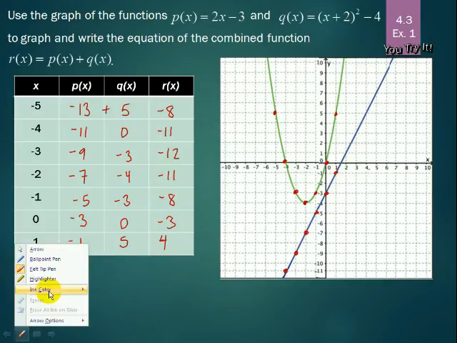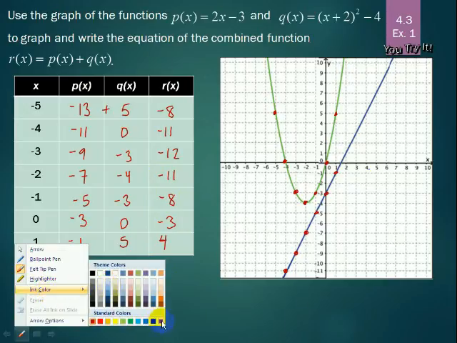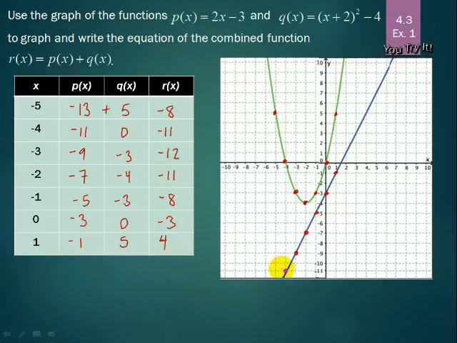And now that we have those, then we can go ahead and actually plot our points and draw a picture of our new graph. So at -5, r of x is -8. So -5, -8. And then at -4, we have -11; -3, -12; -2, -11; -1, -8; 0, -3; and 1, 4. So now we can connect all of our dots here. Not a perfect line, but that is our graph here.